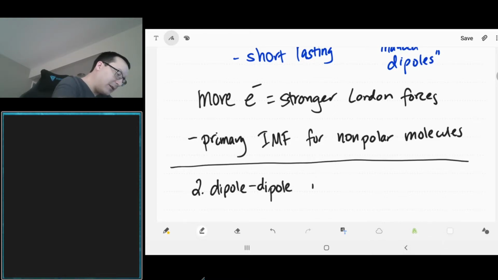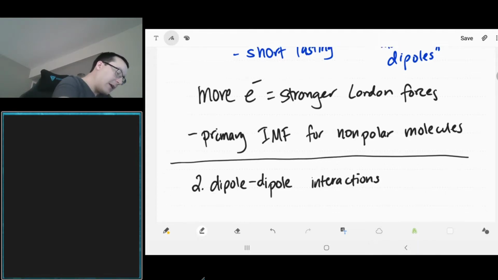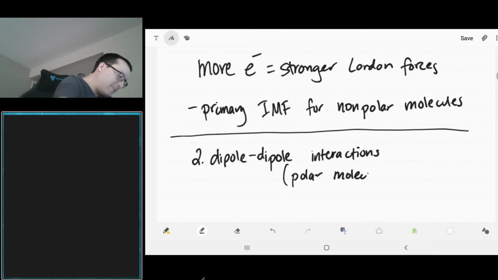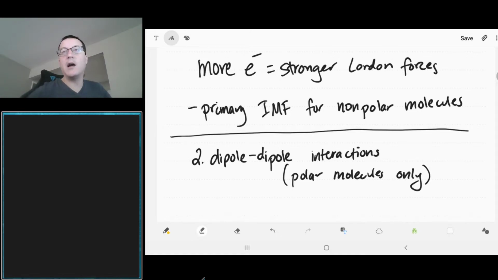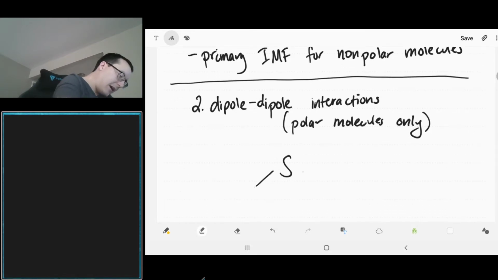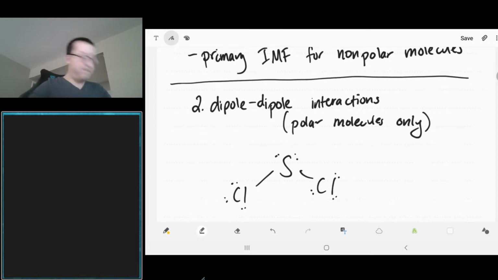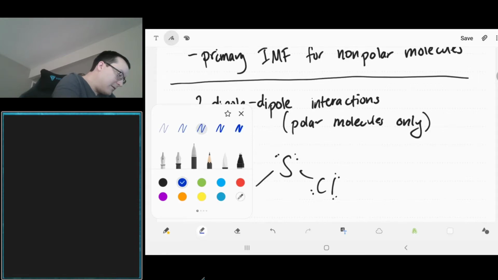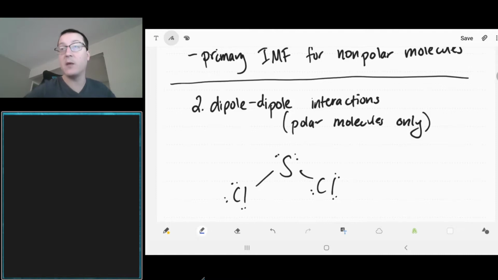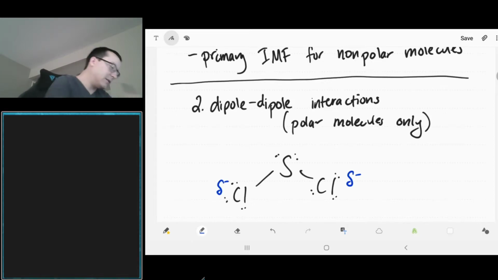The next one will be called dipole-dipole interactions. I'm going to tell you right now, this is going to be polar molecules only, and we're going to see why that is. Let's take a look at a Lewis structure we've already done. If you just look at the periodic table, you'll see chlorine is to the right of sulfur, meaning chlorine is more electronegative. So chlorine is going to have the partial negative charges, and sulfur will have a partial positive charge. We also sometimes draw little arrows to indicate this, just to show where the electrons are going.